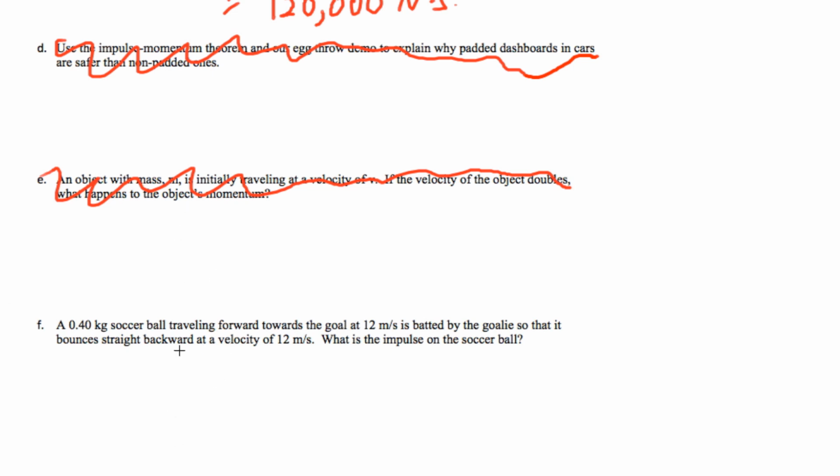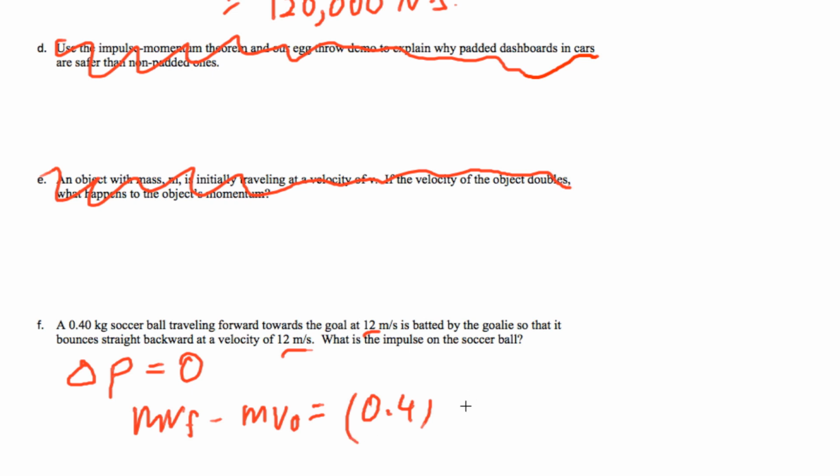So here a 0.40 kilogram soccer ball is traveling towards the goal and is batted back at the same speed. What is the impulse? It's really tempting to say that the impulse, the change in momentum, is 0 since these are the same, but be careful. It's mv final minus mv initial, and that's going to be 0.4 times negative 12 since it's batted back the opposite way, minus 0.4 times 12.